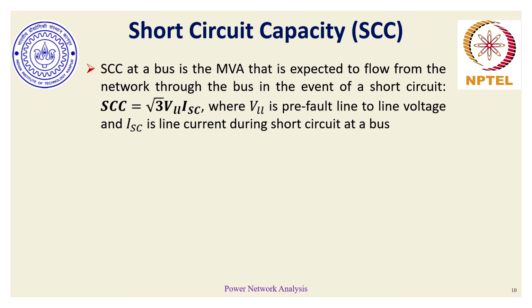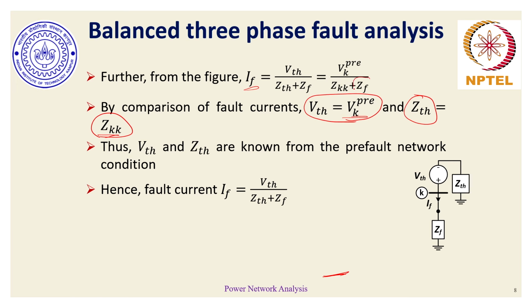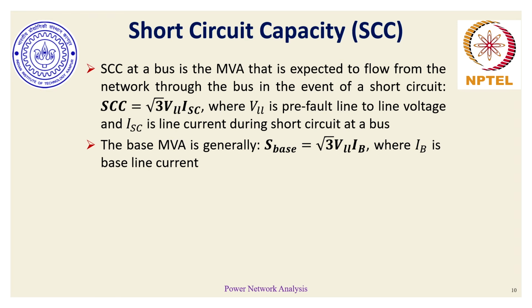One simple example or indication here is that if ZF tends to be zero, the denominator would tend to go down, the corresponding numerator would go up. So for bolted three-phase faults, fault currents would be severe, and short circuit capacity, in short known as SCC, is the estimation of what is the maximum amount of power that would flow during a fault condition.